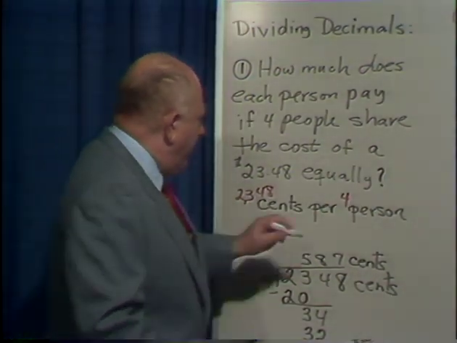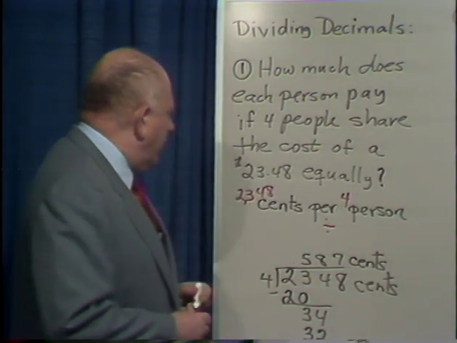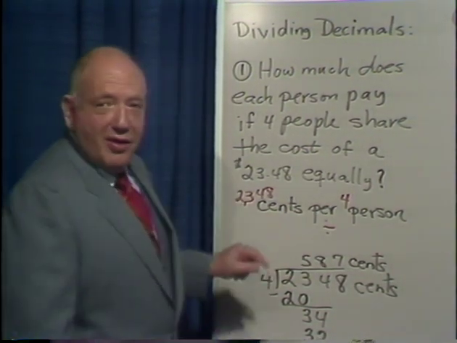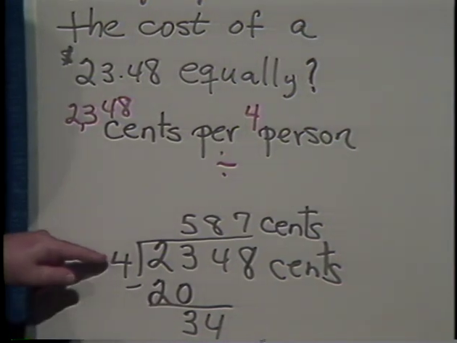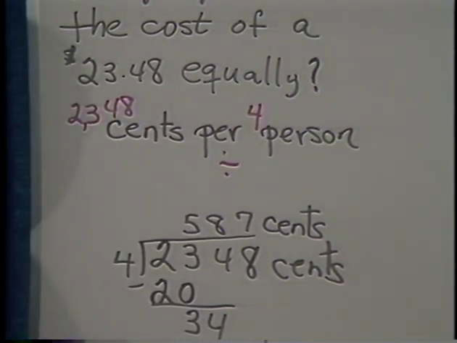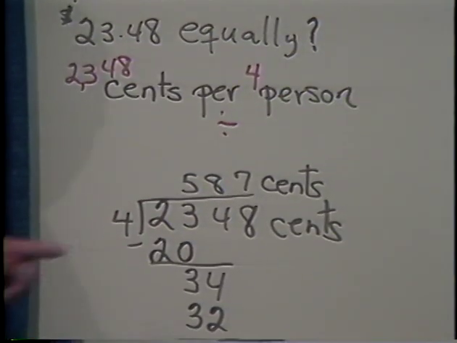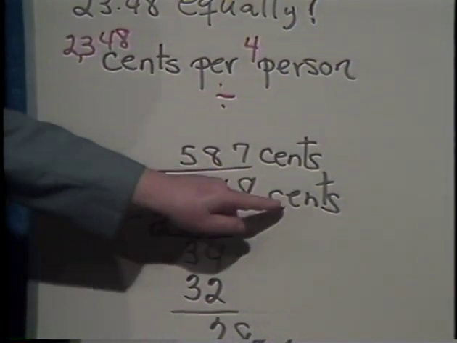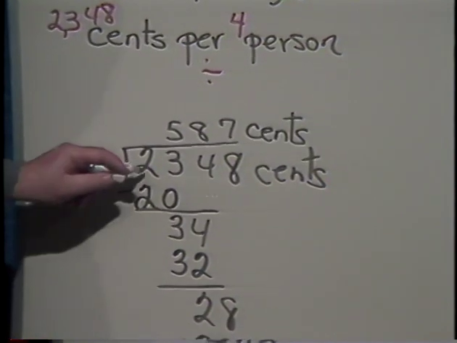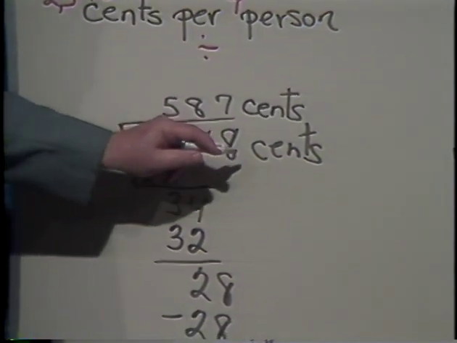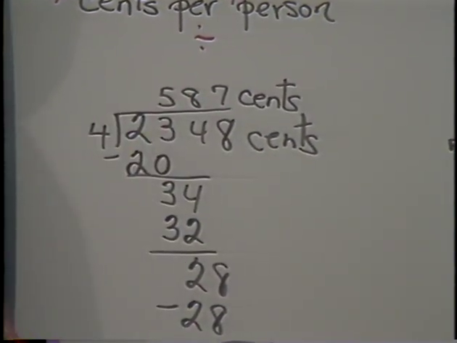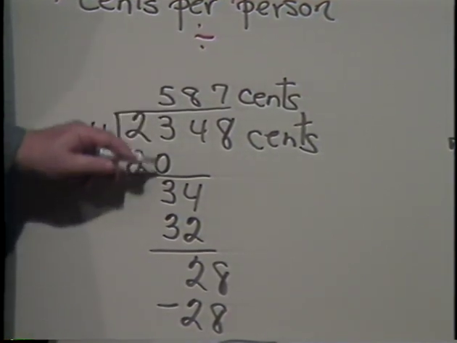Per means divided by. So we're going to divide 2,348 by 4. If we put 4 into 2,348, and remember the label is cents, and remember when you divide the numbers, so far we leave the noun part alone. The 4 is going to divide the 2,348, and the label, the noun, is going to be cents. So 4 goes into 23 5 times.